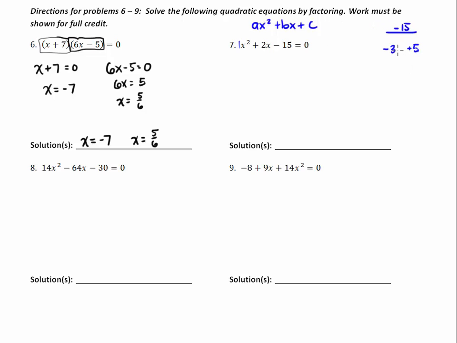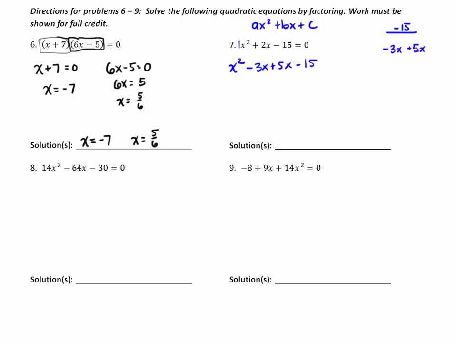So we're going to replace that 2x with negative 3x plus 5x, because that's still equal to 2x. I'm going to replace that middle term with those. So I still have the x squared, but now I'm getting rid of the 2x and replacing it with negative 3x plus 5x, and I've still got that negative 15.